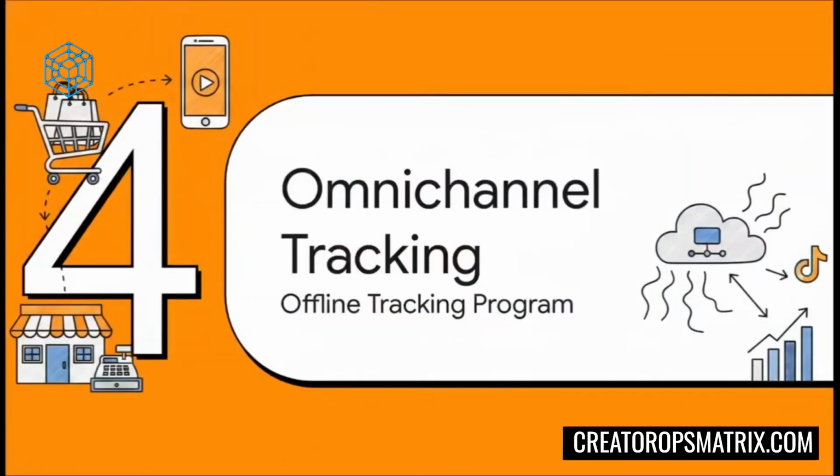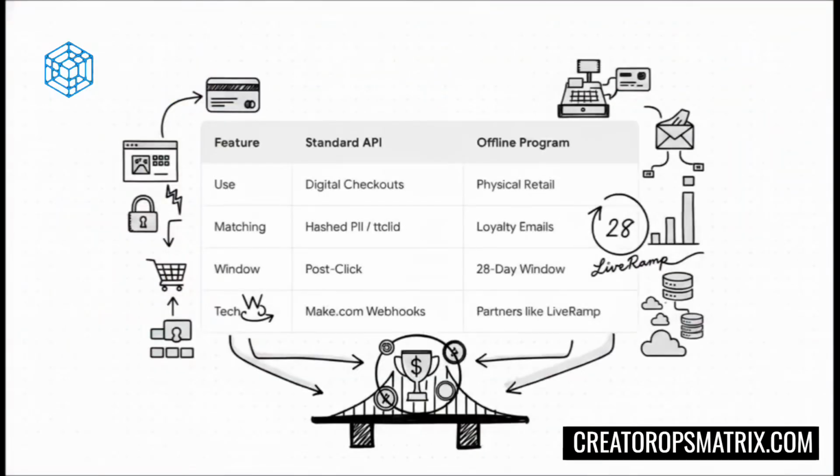Moving on to Section 4, Enterprise Omnichannel Tracking. Let's look at the offline tracking program. This infrastructure doesn't just stop at digital checkouts. Let's pivot and look at how elite operators are scaling this for enterprise retail. We're talking tracking physical in-store purchases directly back to digital video views.